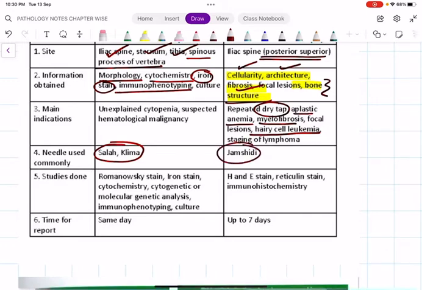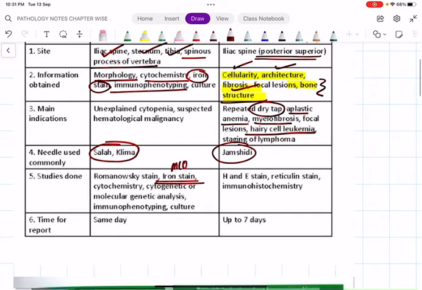Then what are the stains? Here comes the question. Iron staining, that is hemosiderin, Prussian blue. All those stainings can be performed only in case of bone marrow aspiration, not in case of bone marrow biopsy. This is a potential MCQ question you may get in your exams.